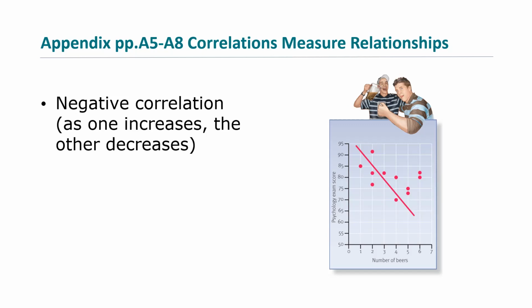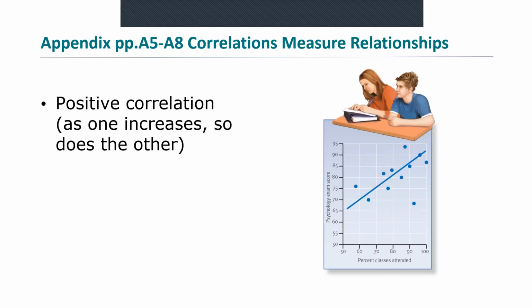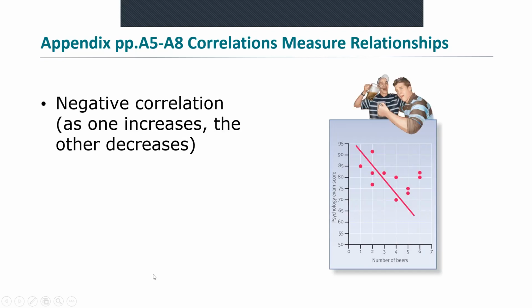And hopefully these both make sense. If you attend more classes, you tend to do better in a course. If you drink more beers, I don't know how they're measuring this in this particular example. Maybe it's the night before, maybe it's the week before, who knows?